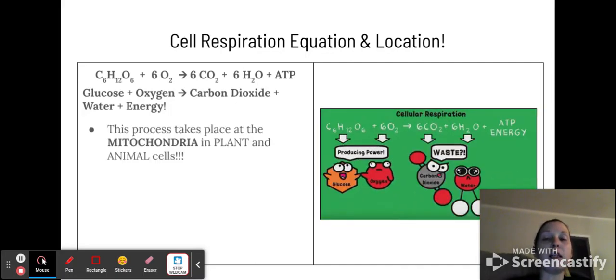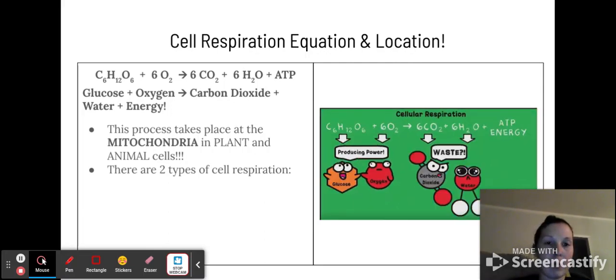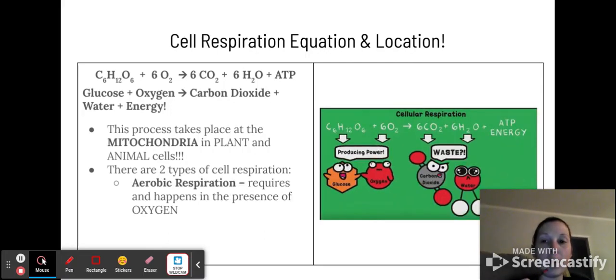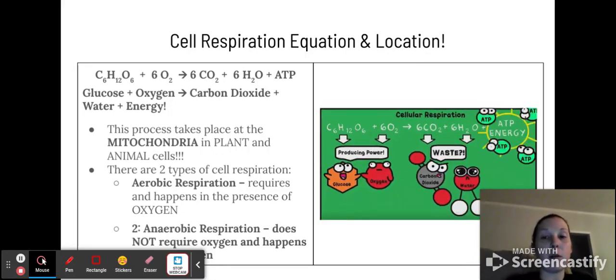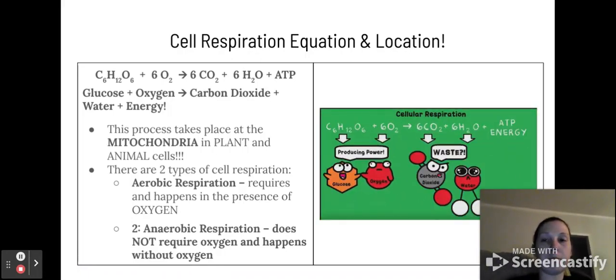So this process itself actually takes place in the mitochondria. Remember, that's our powerhouse of the cell, and this is why, because this is where our energy is made. And it does this in both plants and animals. There are 2 types of cellular respiration that we're going to look at, which are aerobic, which means oxygen has to be present. And then we also have anaerobic, which means there is no oxygen present. So aerobic, you have to breathe. Anaerobic, you don't need oxygen to make that happen. Obviously, you're still breathing.